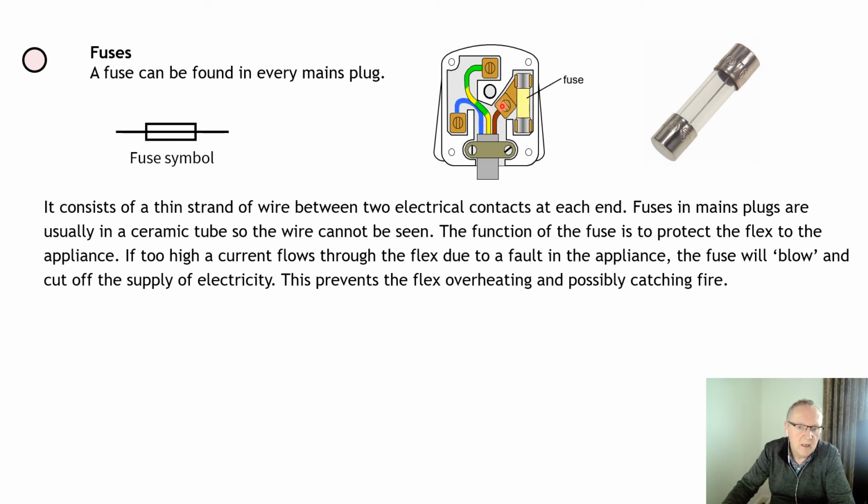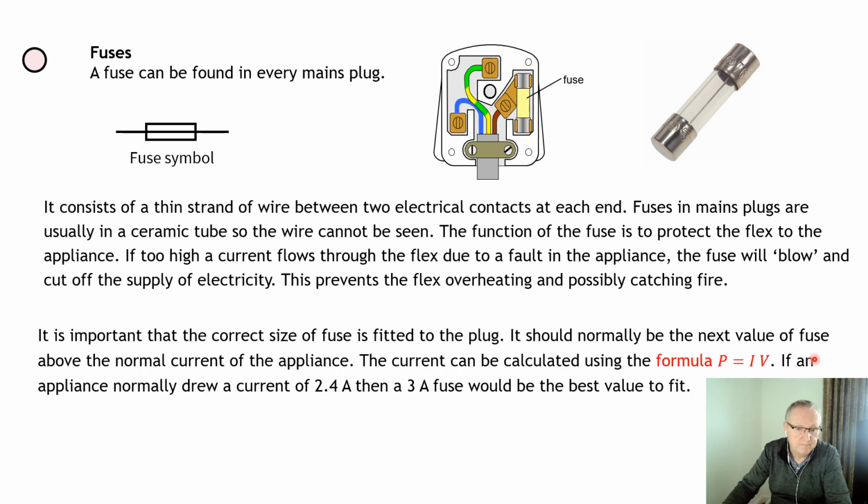It goes into the live wire in the plug, and it's there as a protective device to prevent the flex from overheating. A lot of people think it's to protect the appliance. It's not. It's to protect the flex from overheating. If you don't have a fuse, then what can happen is the wire gets too much current going through it and it melts and goes on fire. If you have a fuse and too much current flows through the fuse, the wee wire will melt or blow and it cuts off the supply of electricity. So the fuse is there to prevent the flex from overheating or catching fire.